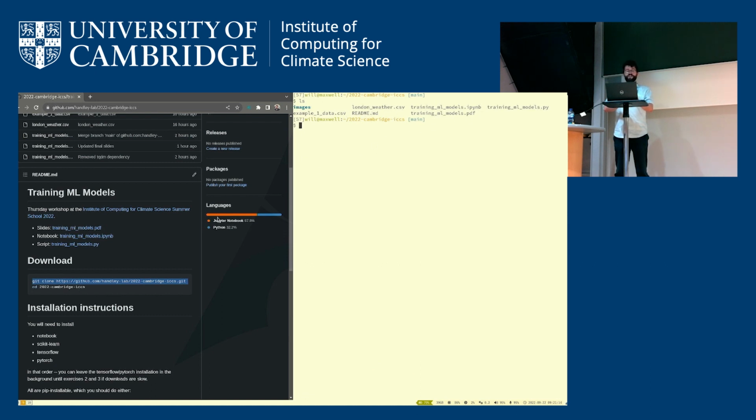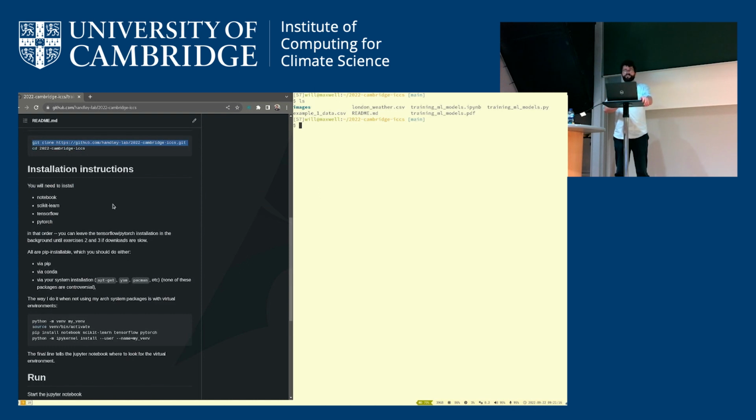I don't want to impose any kind of installation procedure on you, but basically to do this, you need to have Jupyter Notebooks, scikit-learn, TensorFlow, and PyTorch installed. If TensorFlow and PyTorch take a while to download, you can do that later. So for now, you just need to install the notebook and scikit-learn.